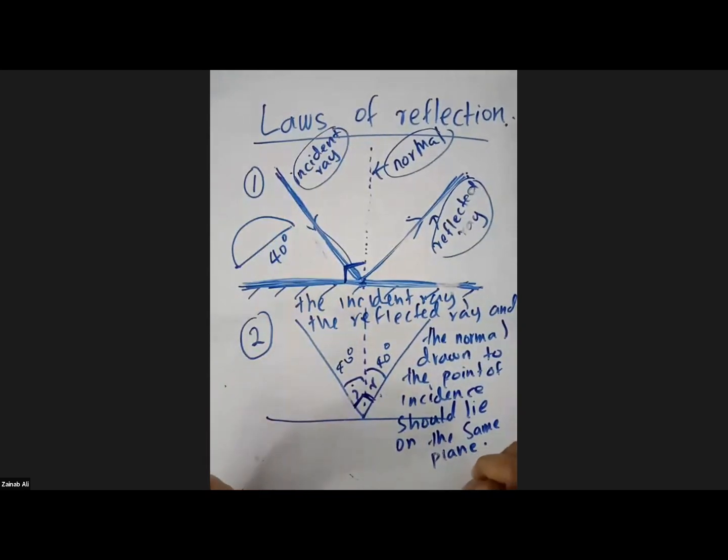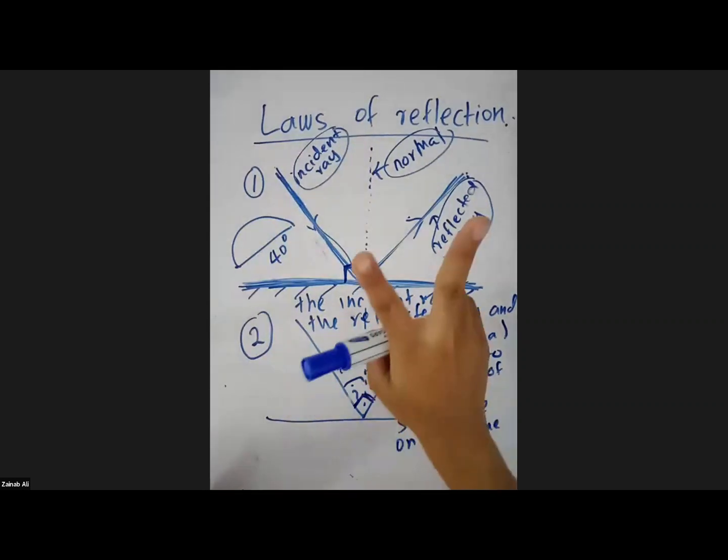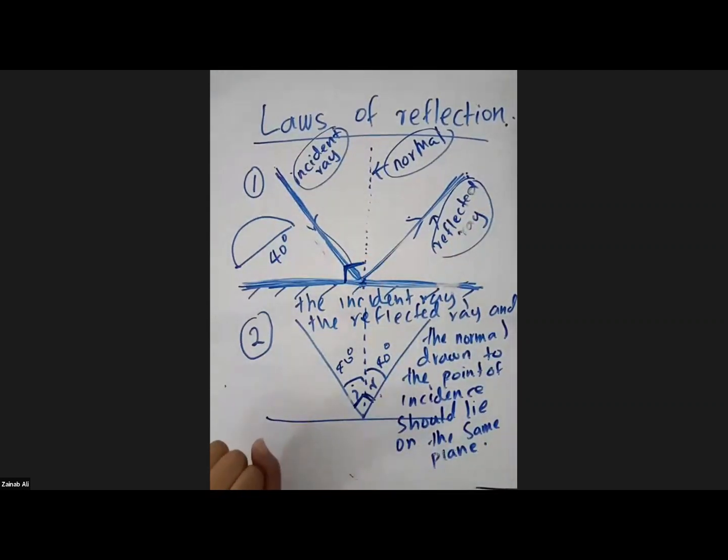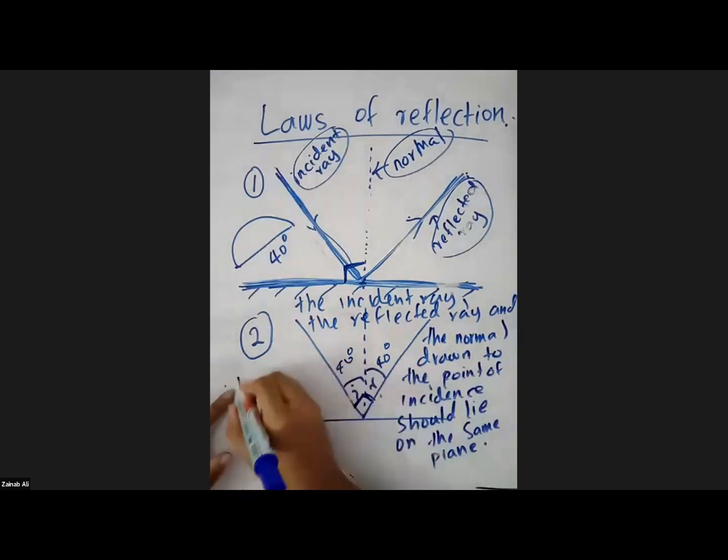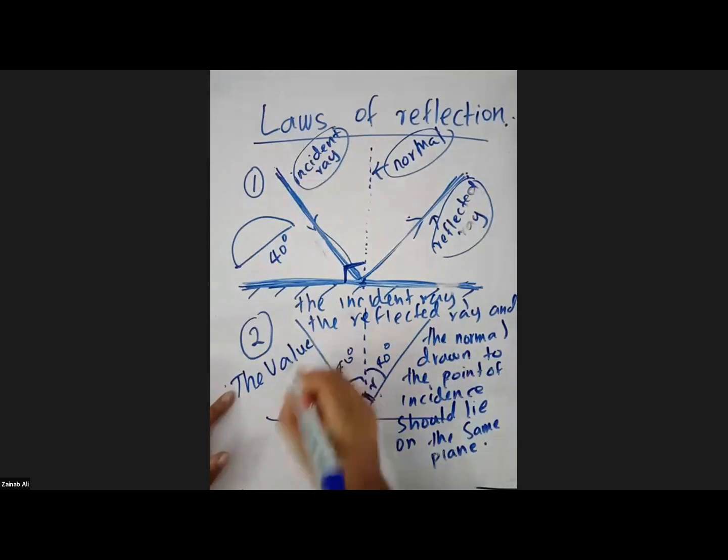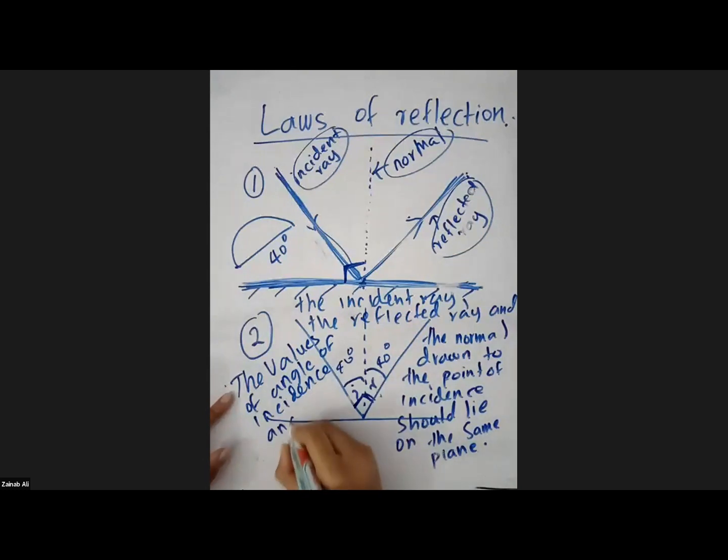Is it clear, Razia? Others? Okay. So the second law is that the values of the angle of incidence and the angle of reflection should be equal. So that is going to be our second law of reflection.